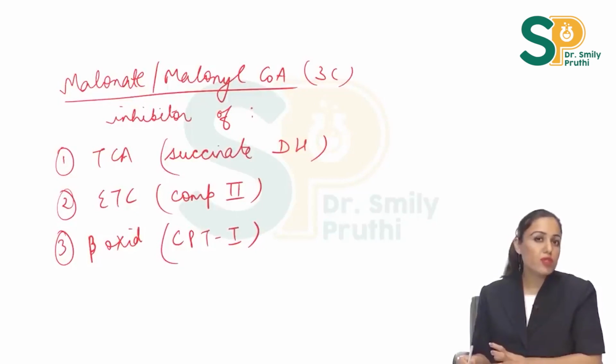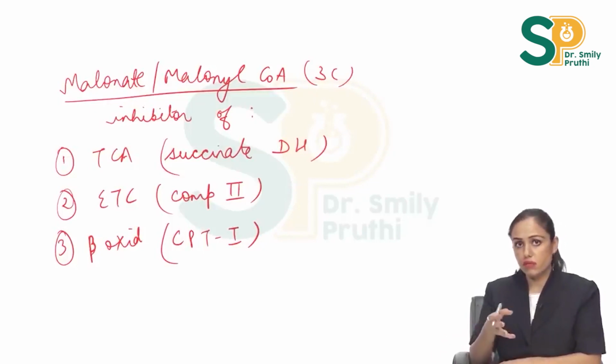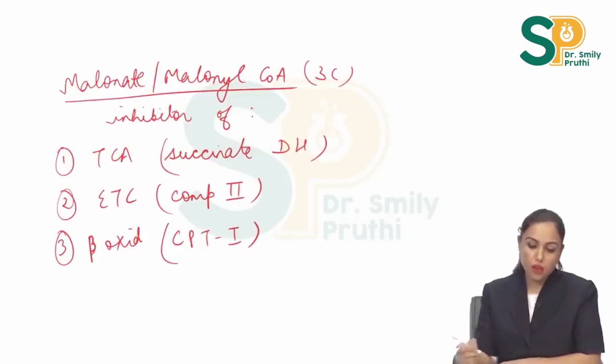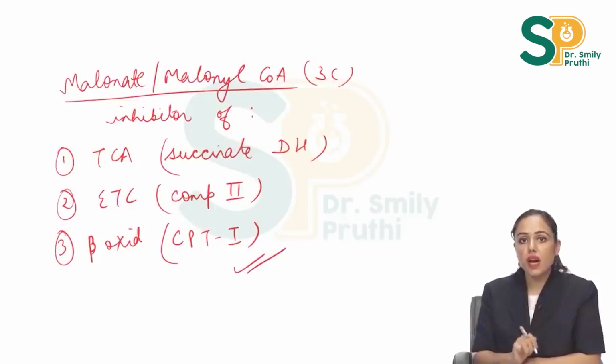And also tell me, what is the full form of the CPS enzyme? CPS is carbamoyl phosphate synthetase, 1 and 2 we have. CPS 1 is in the urea cycle, CPS 2 is in pyrimidine synthesis, right? But what I have written here is CPT, carnitine palmitoyl transferase 1 and 2, which are there in beta oxidation of fatty acid. Now malonate inhibits CPT1 of beta oxidation of fatty acid, right?